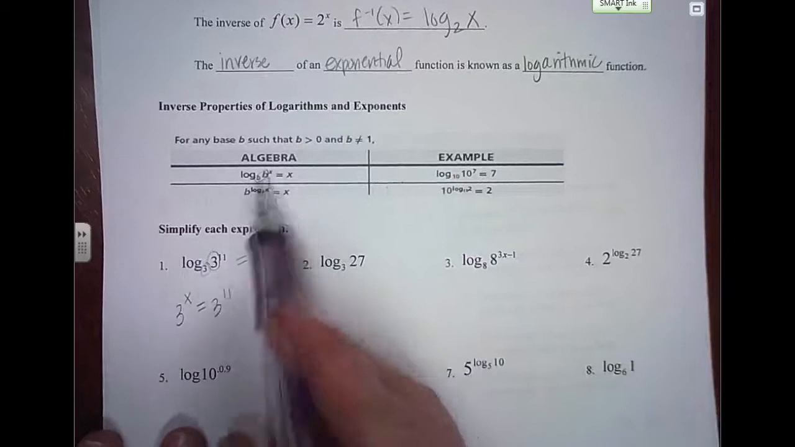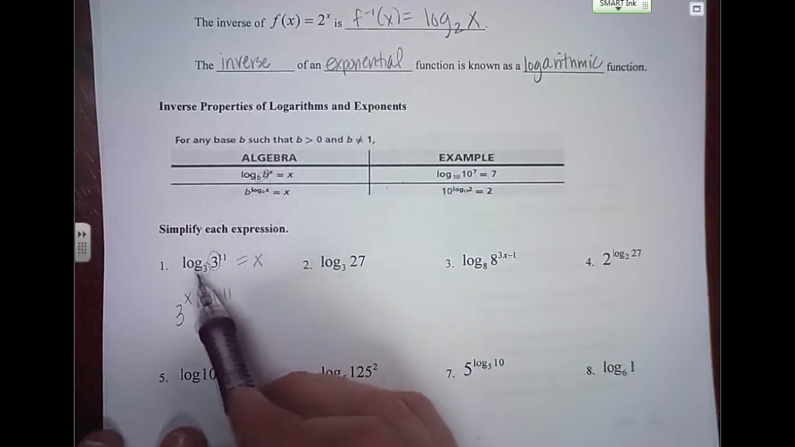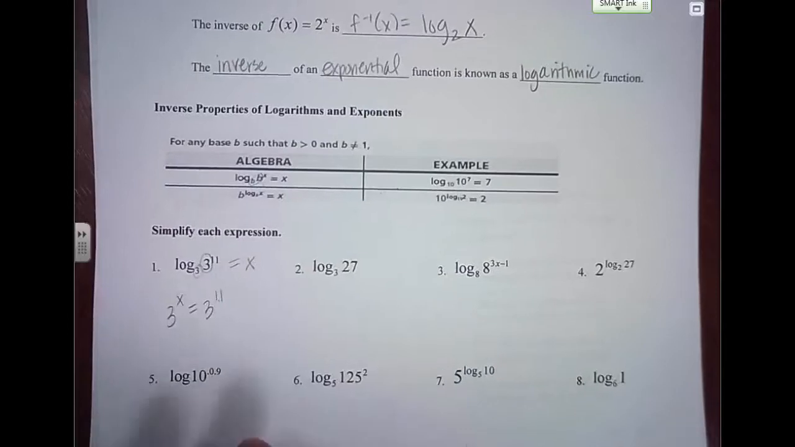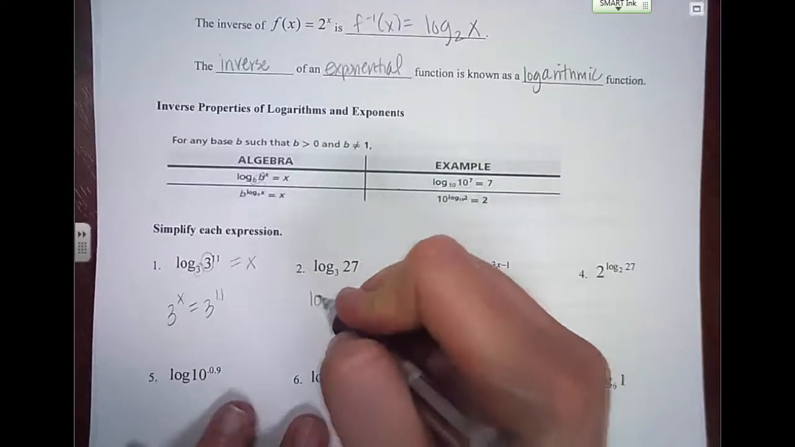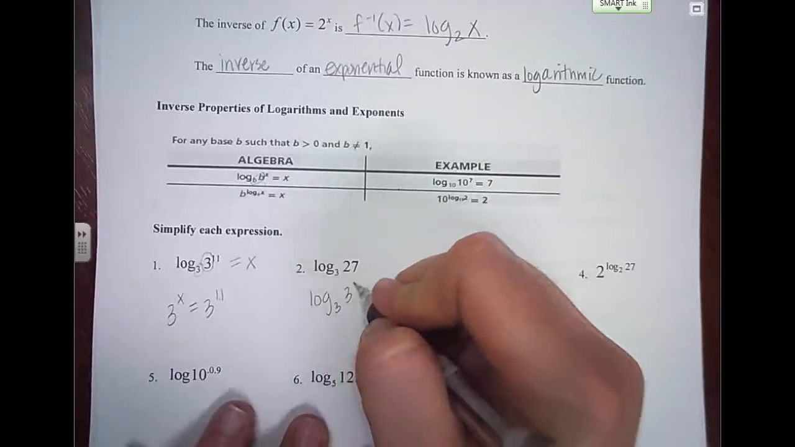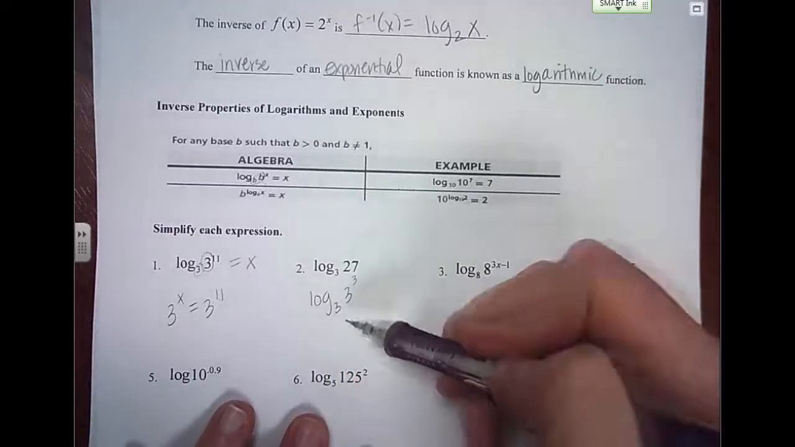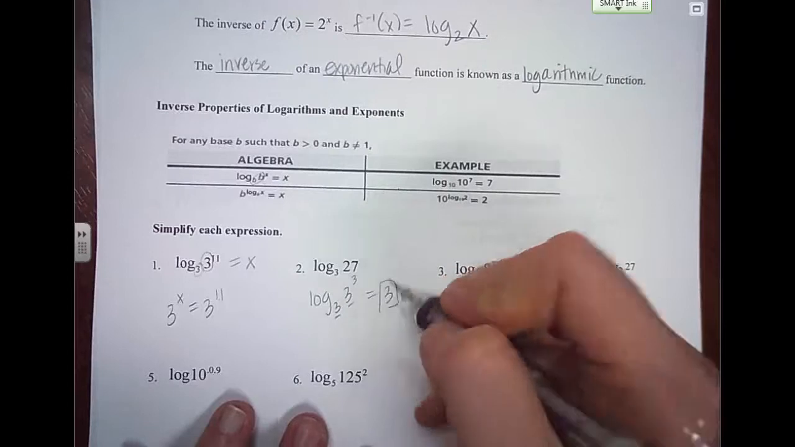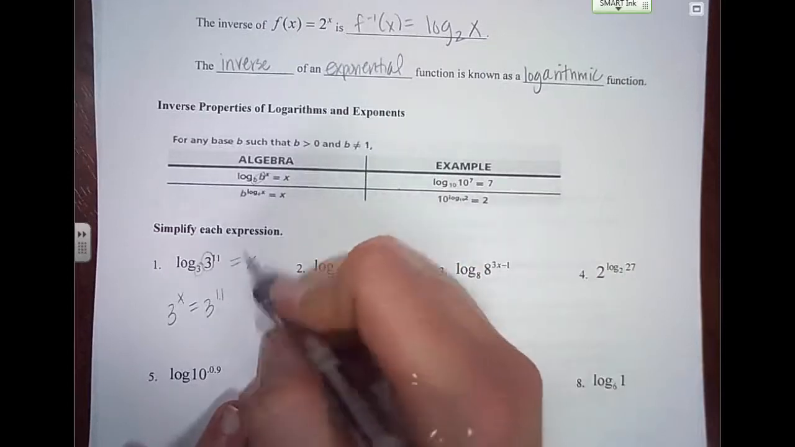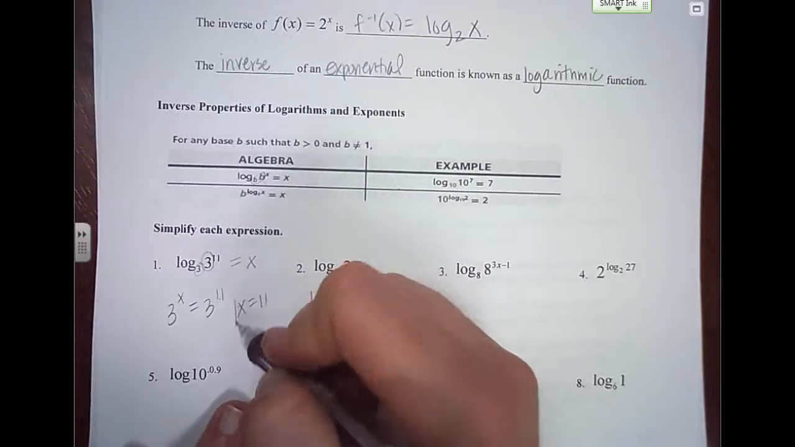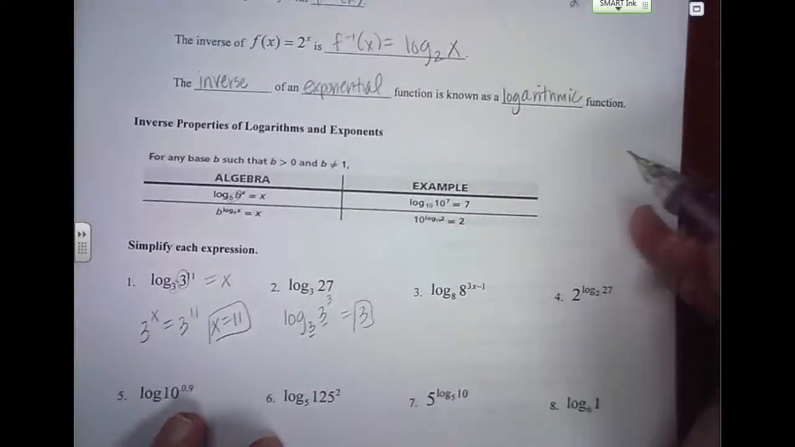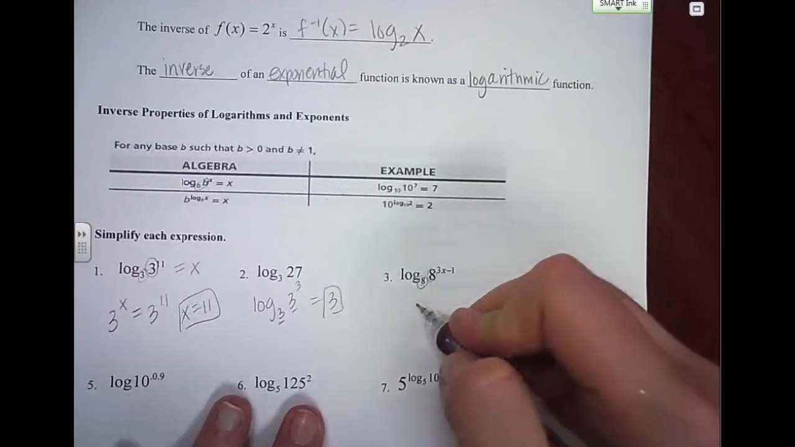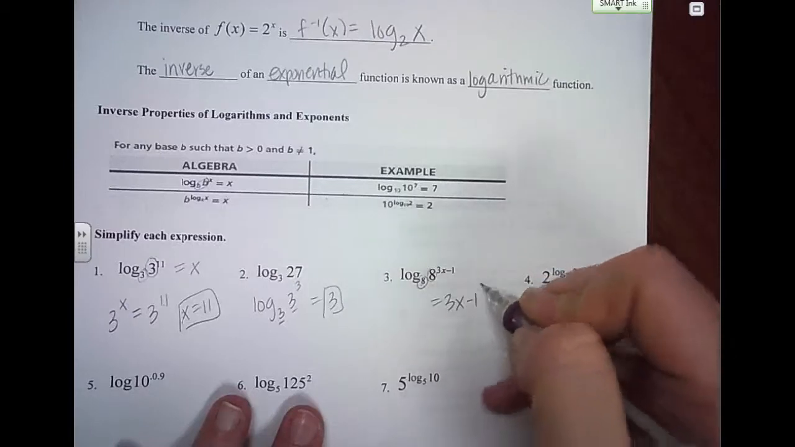But you can use this property and just say, oh, well, I know that if it's log base 3 of 3 to the 11th, the whole thing just equals 11. So I could rewrite this one in that same kind of form. I know that 27 is 3 to the 3rd power. So because this base and this base are the same, this whole thing equals 3. Same as number 3. So the bases are the same. This 8 and this 8 are the same. This whole thing just equals 3x minus 1.